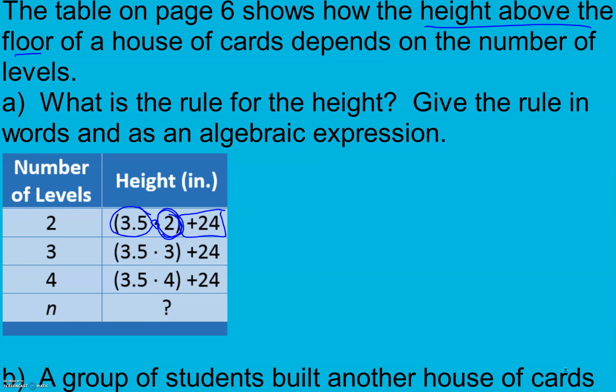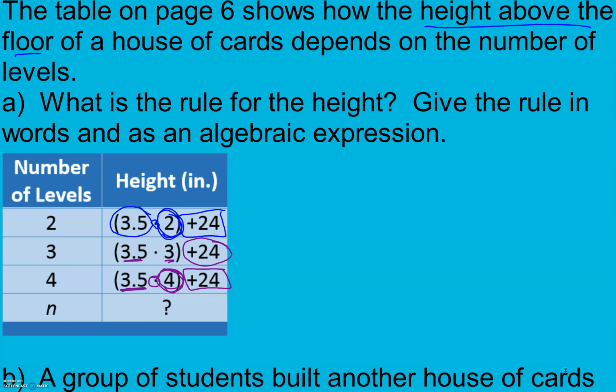Okay, so in the first one, for 2 levels, we have a 3.5 inch card and a 3.5 inch card plus the table. For the third one, we have 3 cards, and each card is 3.5 inches plus the table. For the fourth level, we have 4 cards, and each one of them is 3.5, and we represent that repeated addition with multiplication. And then don't forget that we have to add on that table.